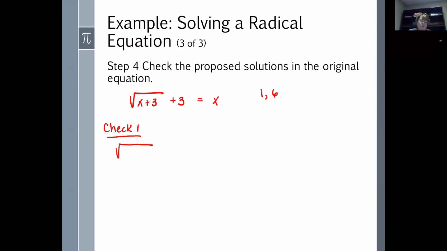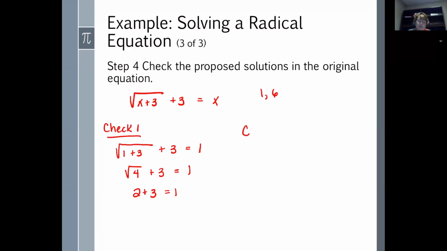So I have the square root of 1 + 3 equals 1. Well, I don't think that works. Do you think that works? Okay, what's the square root of 1 + 3? Is that the square root of 4? Is that 2? That doesn't work. So 1 is not a solution.